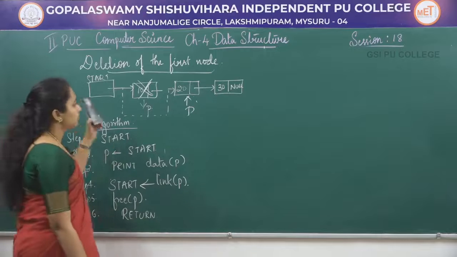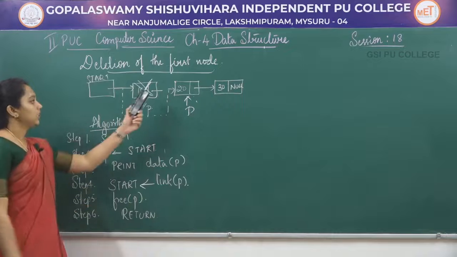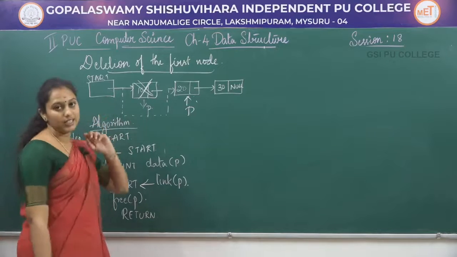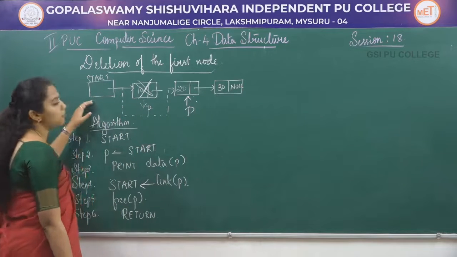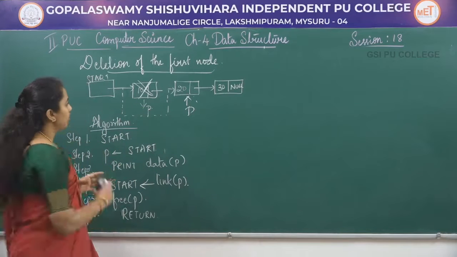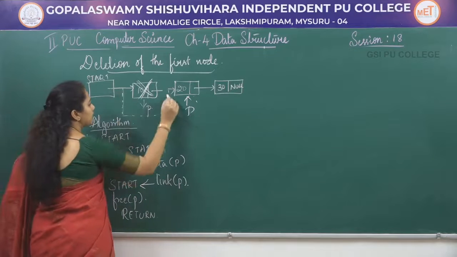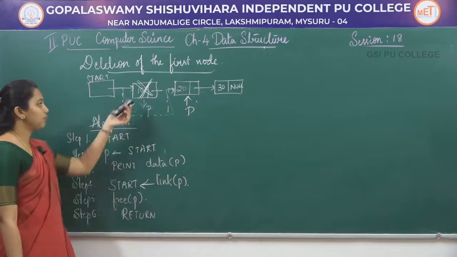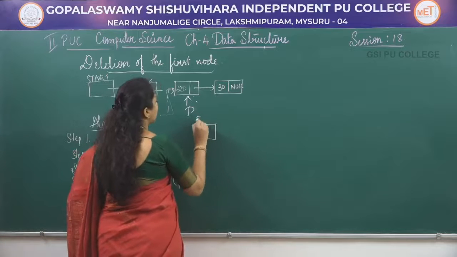So while deleting the first node from the linked list, first we have to copy the data of the node. Then we have to create a link of the second node to the start pointer, because the start pointer contains the address of the first node. So we are going to delete this first node itself. So we have to create a link from the start pointer to the second node of the linked list. Then we have to free this first node.